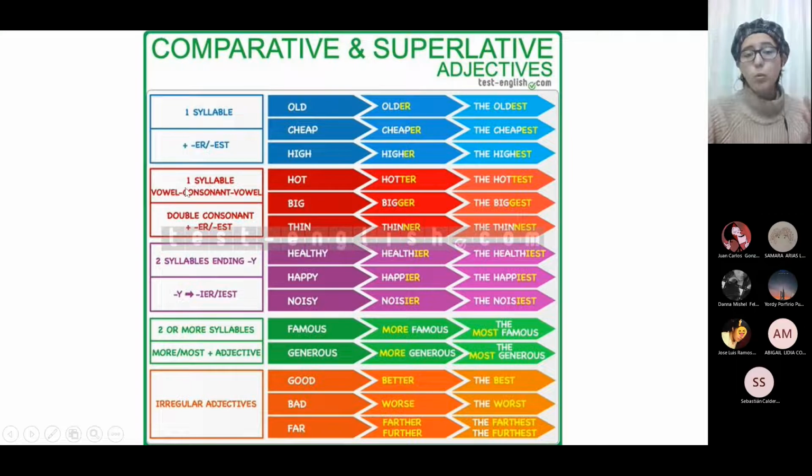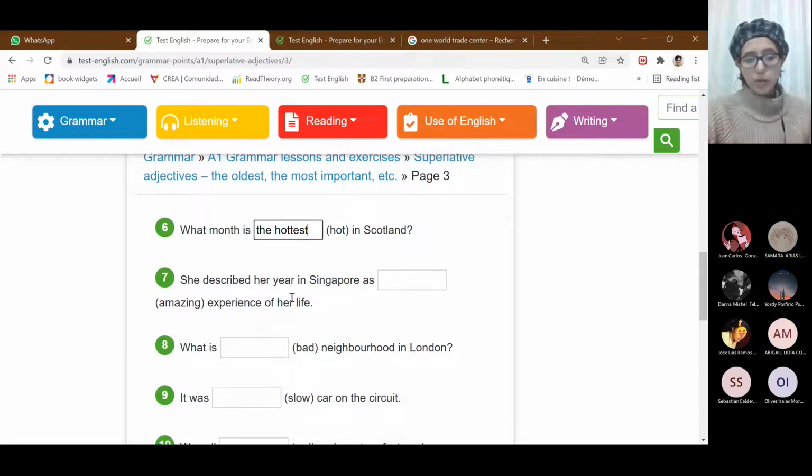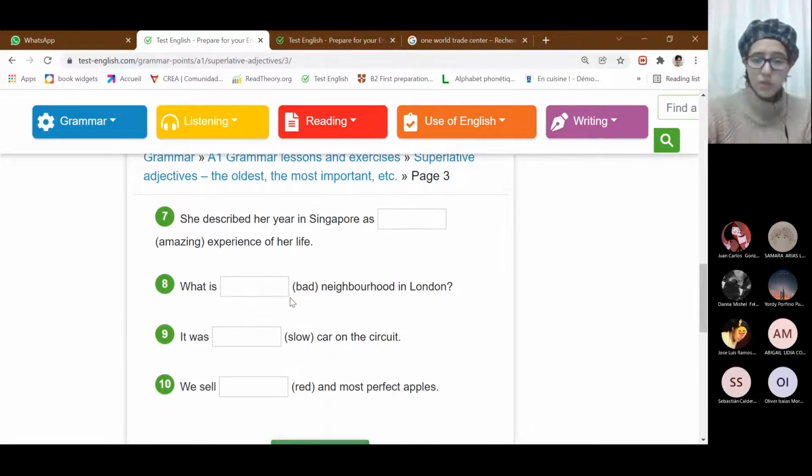So please, whenever you have consonant, vowel, consonant, double the last consonant. The hottest. Yes? What month is the hottest in Scotland? What month? Let's go with number 7.